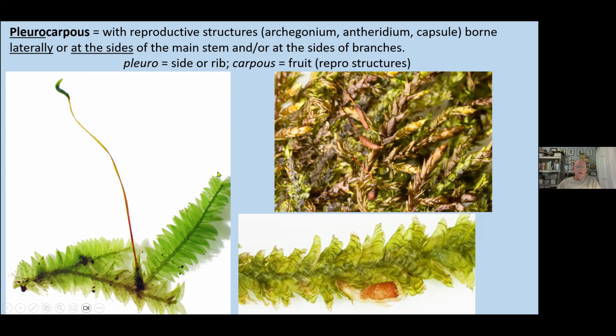Here's a stem. There are no reproductive structures there. Here's a stem, and here is the capsule coming off laterally the side or the rib of this stem. Here's a whole bunch of stems. You can see a lot of these tips like that, but you see capsules here, and if you follow that seta down, you'll find it coming off the side of a stem down there. Or you might find them coming off the side right there, but it would not be at the tip. So this would be pleurocarpus.